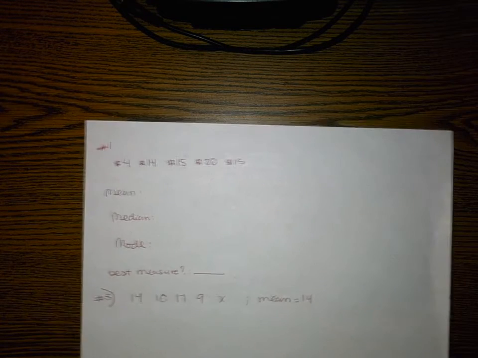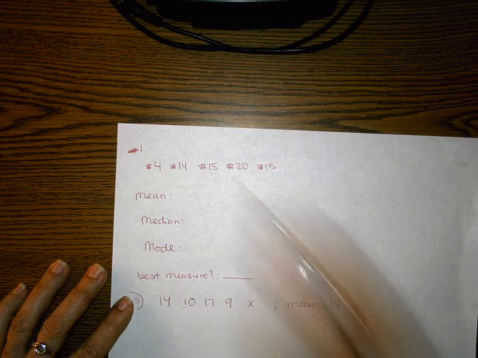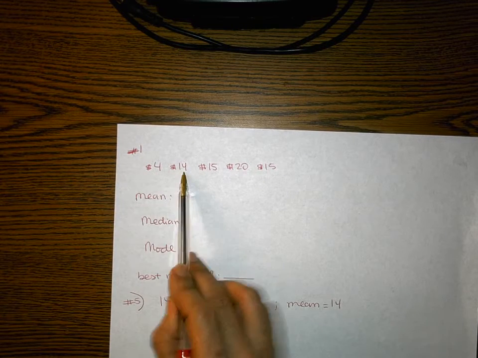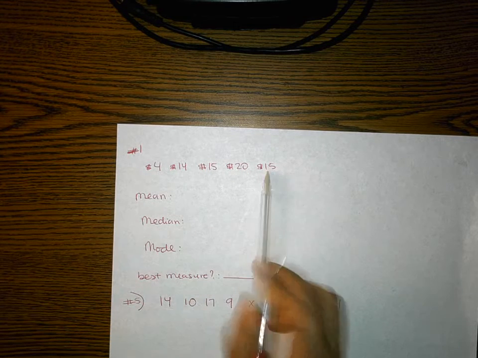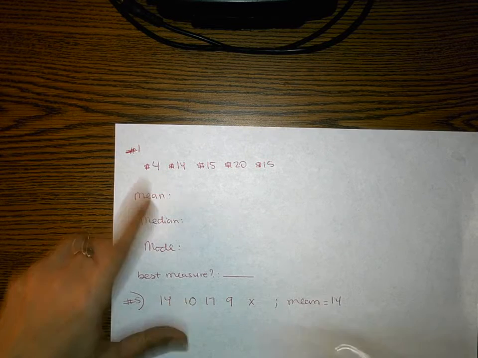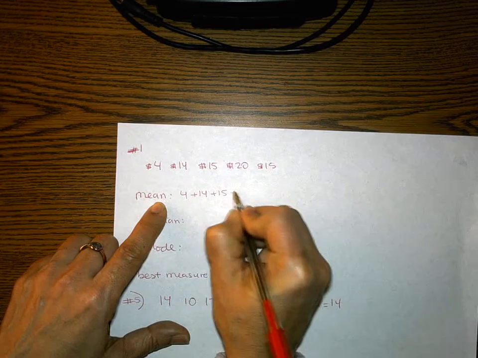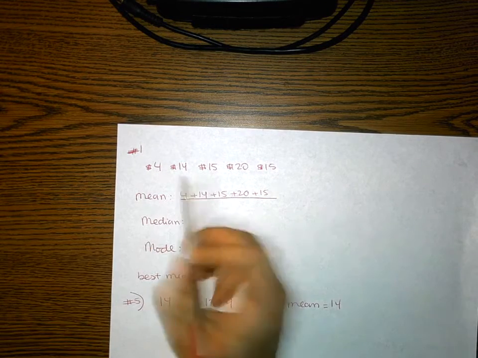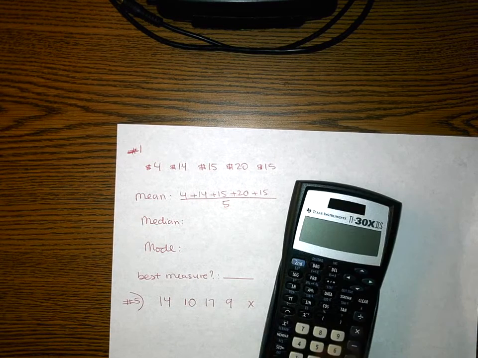So let's take an example here, and that is your example number 1. Okay, your problem number 1 on your worksheet 2. It says you have $4, $14, $15, $20, and $15. Let's find the mean, the median, and the mode. Okay? So to find the mean, all we have to do is add them: 4 plus 14 plus 15 plus 20 plus 15. And we're going to divide by how many? I have 1, 2, 3, 4, 5. We have 5 values. Don't try to guess.